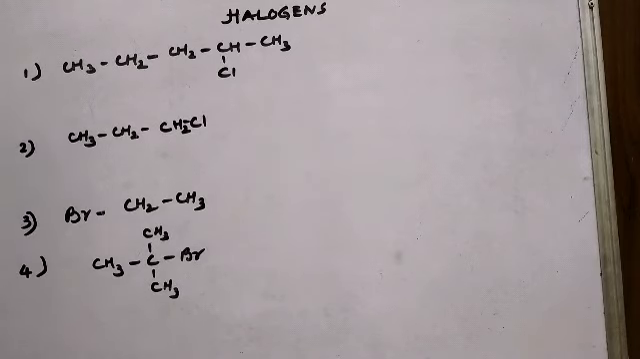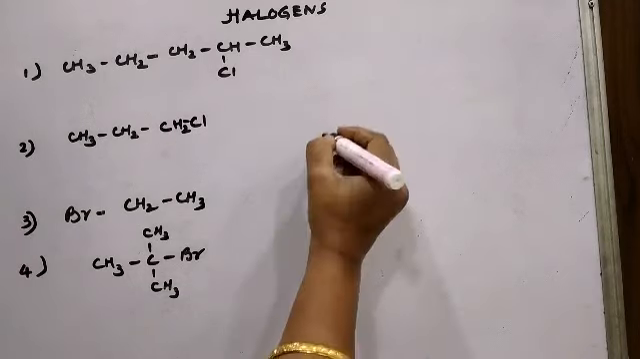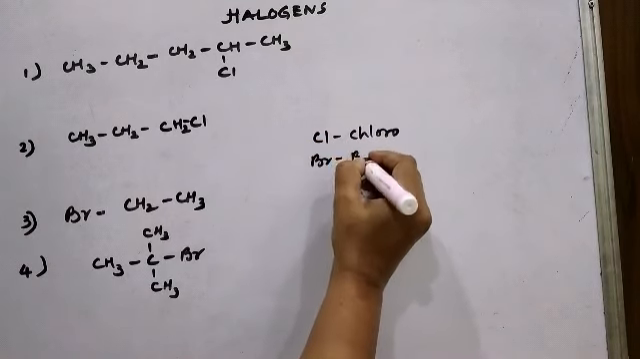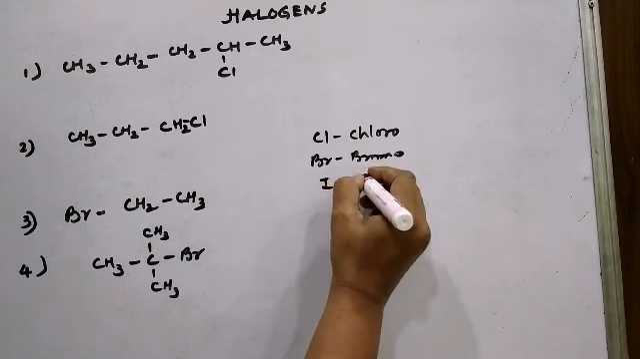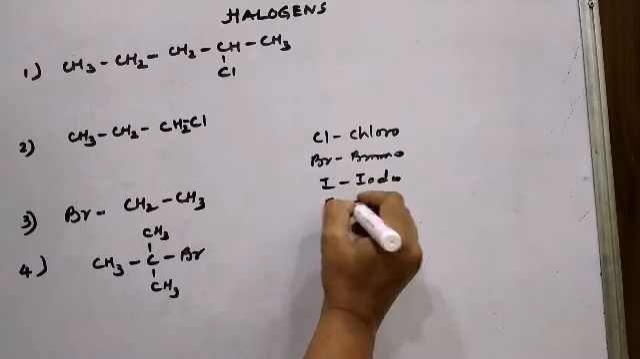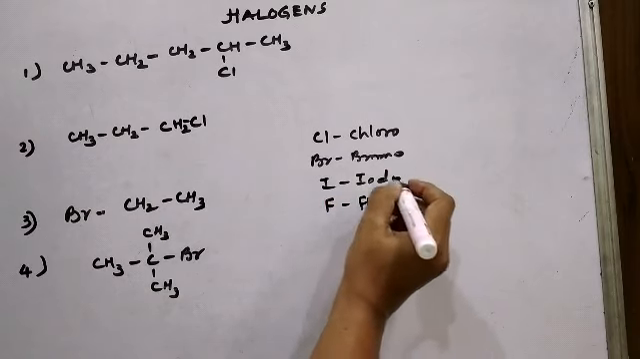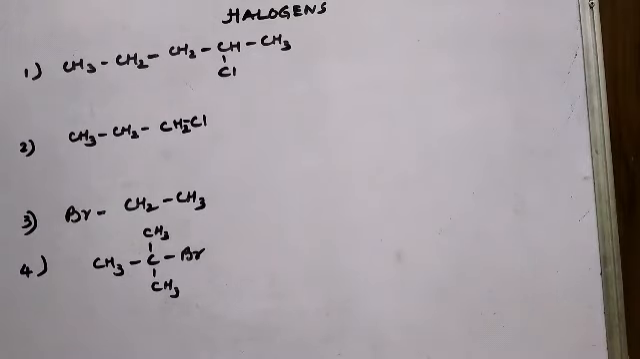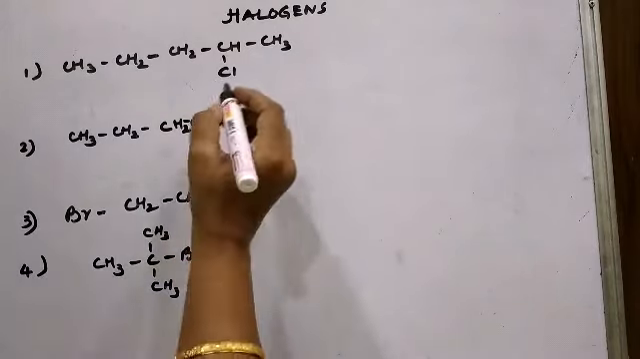If halogens are present in the straight chain, then how are we going to name the organic compounds? We have already seen in the previous video that if halogens are present, then the position of the halogens is taken as a prefix. For example, if chlorine is present, then the prefix will be chloro. If bromine is present, the prefix is bromo. If iodine is present, we write iodo. If fluorine is present, then we write fluoro as the prefix. Okay, so the halogens or the halides are considered as substituents here.